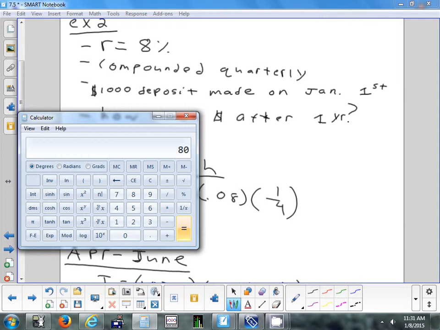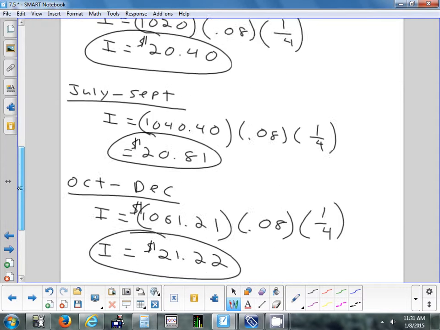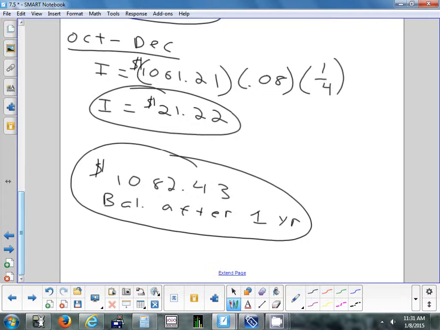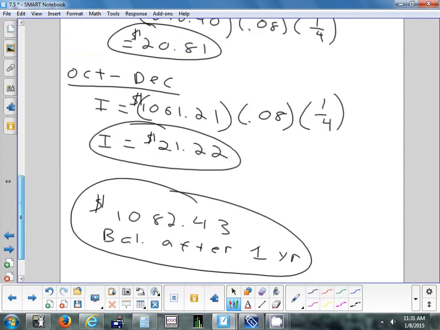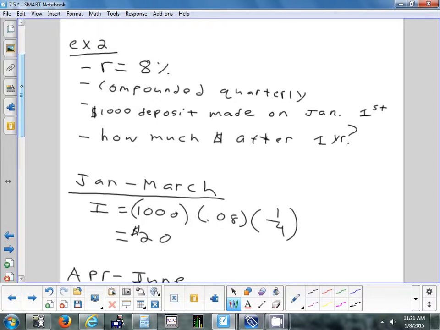$80. Yeah, so compounding, we only really got an extra $2.43, but we also only invested $1,000. Okay? So imagine you had 10,000 or 10 million or 100 million. Okay? If you're starting to deal with these amounts of money, these little differences can become much bigger.